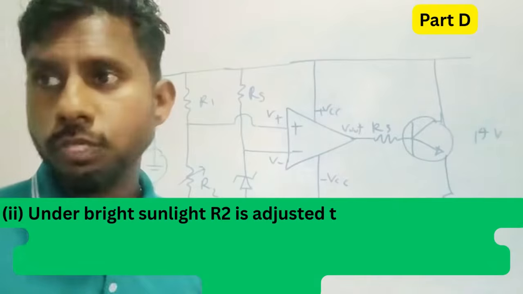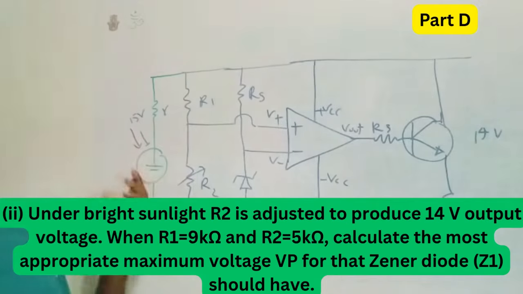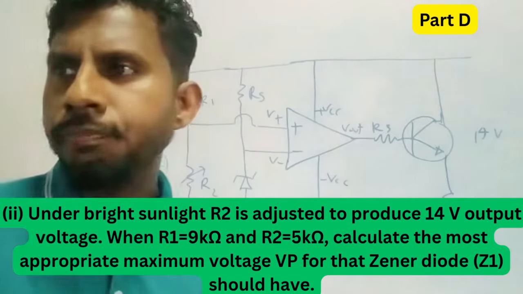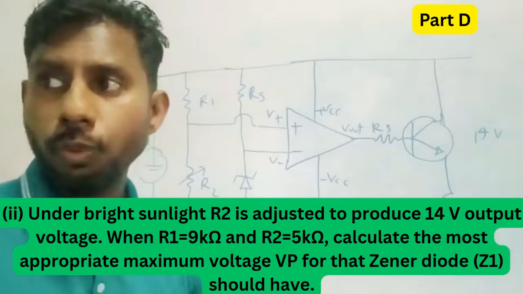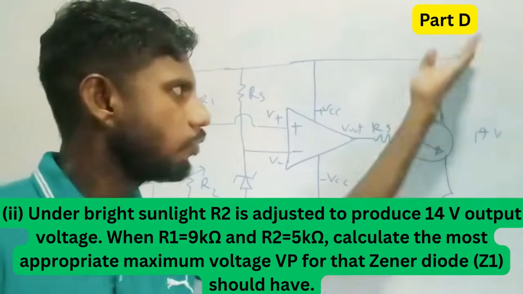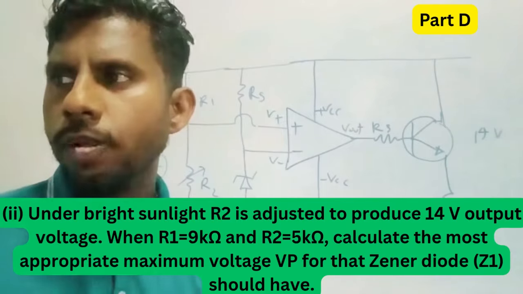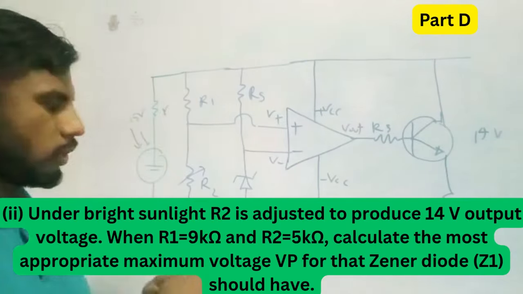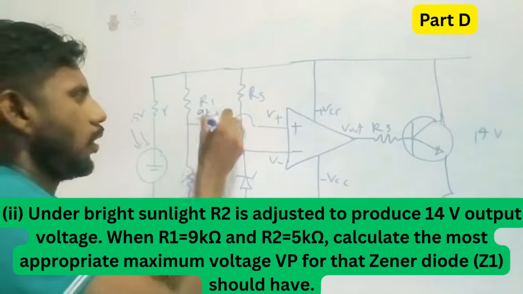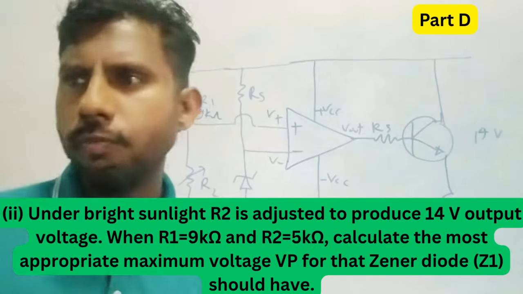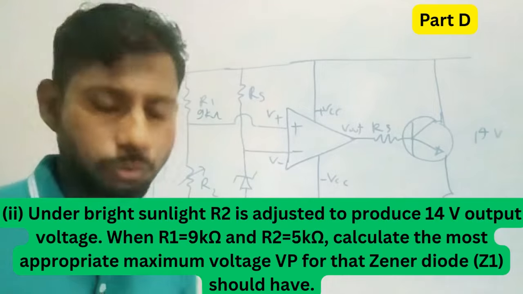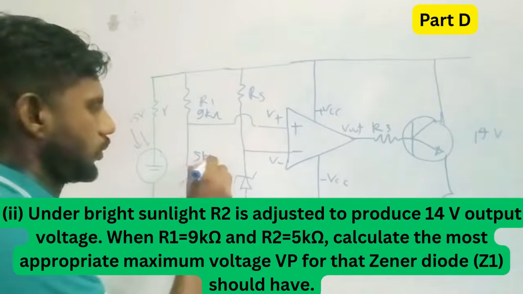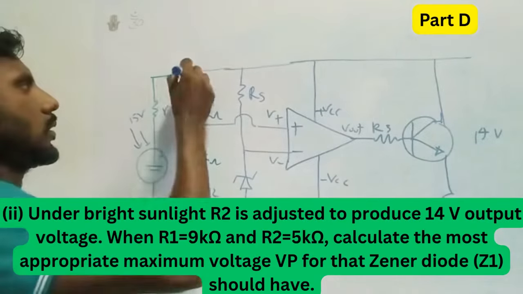Right, next question. Under bright sunlight, we get good sunlight. R2 is adjusted to produce a 14 volt output voltage. Here, 14 volt output voltage, when R1 equals 9 kilo ohms, and R2, which we can vary, but here they have given it's 5 kilo ohms. And here, it's 14 volt, right?